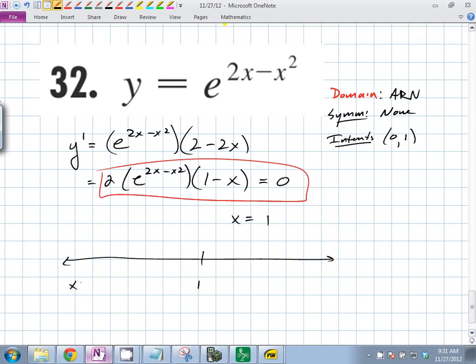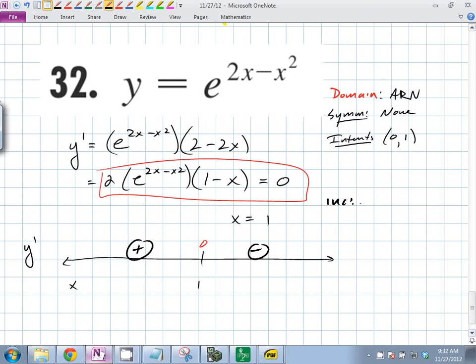0. So what's an easy value over to the left to plug into the derivative? 0. If you plug in 0 into this right here, what do you get? Positive or negative? Positive, and then it turns into negative. So where is it increasing? Negative infinity to 1. Where is it decreasing? 1 to infinity. So we have the x value here.